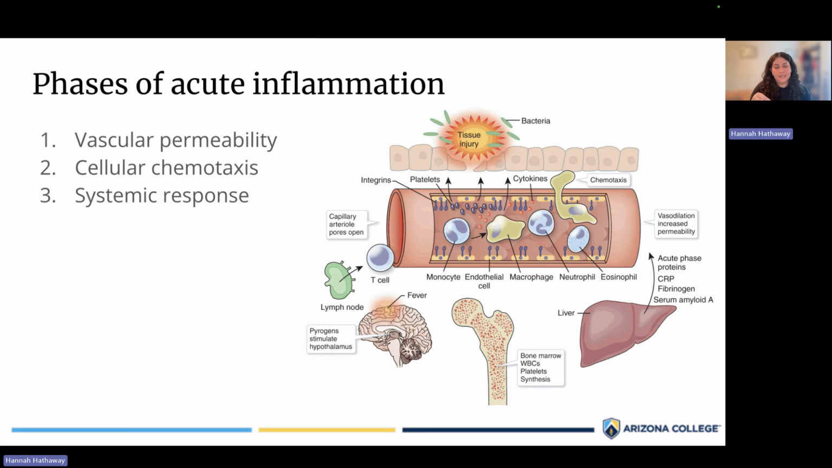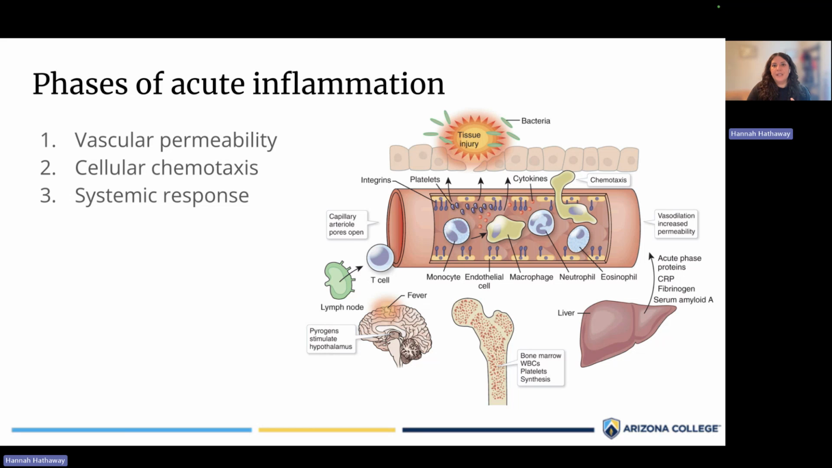That's to help those white blood cells get to the site of injury. The second is cellular chemotaxis. That is those white blood cells and those immune cells actually moving to the site of injury. And then the third is systemic response. So this would be things like fever, pain. This is essentially trying to fight that infection and also heal that wound.